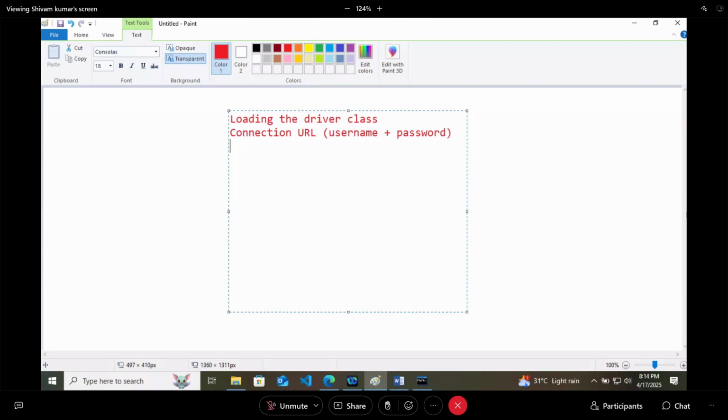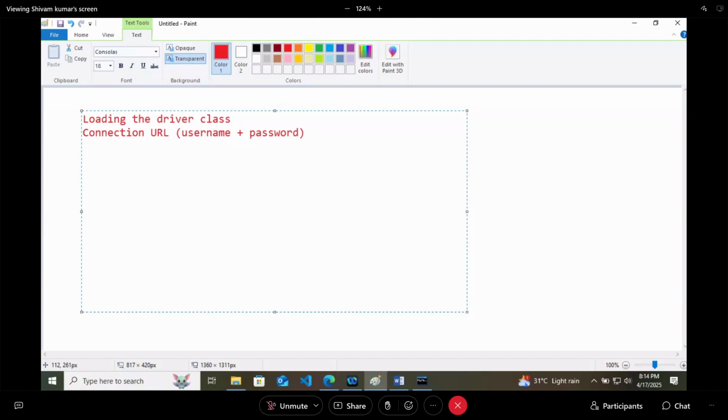Did you work with JDBC or not? Then what are the steps? In the driver class, you might be writing something like com.mysql.cj.jdbc.Driver. And the connection URL is localhost colon 3306, or for Oracle something like that.